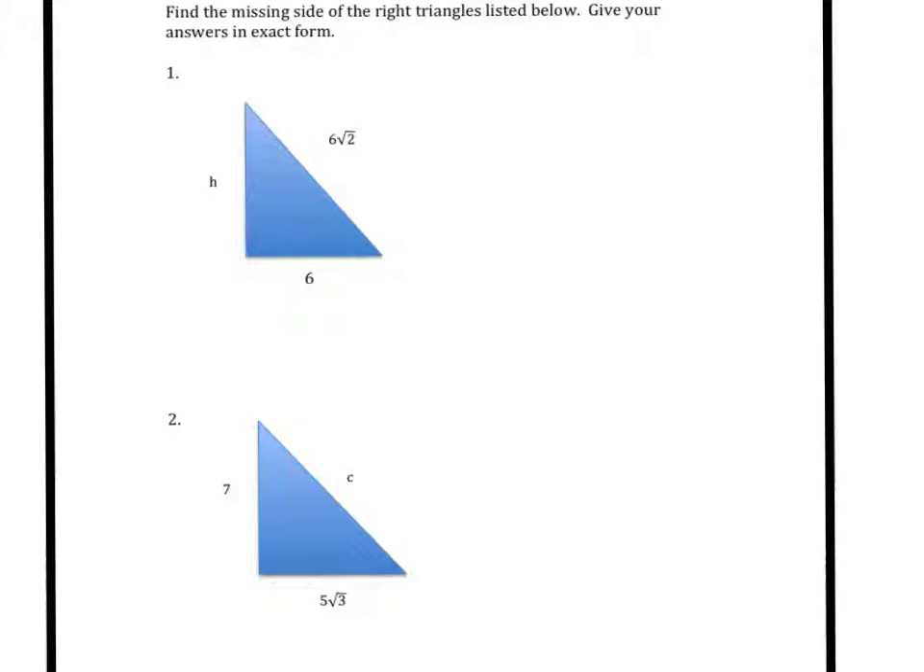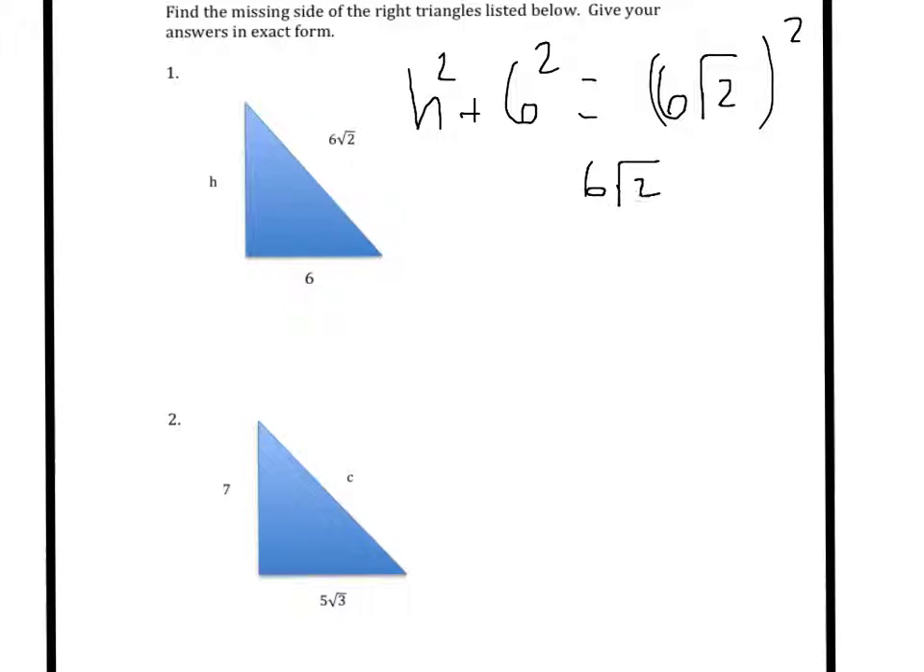And so then we had the legs squared, h squared plus 6 squared, because a squared plus b squared equals c squared, 6 square root of 2 squared. And I talk about, well, what does 6 square root of 2 squared mean? What does 5 squared mean? 5 squared means 5 times 5. So 6 square root of 2 squared means 6 square root of 2 times 6 square root of 2.